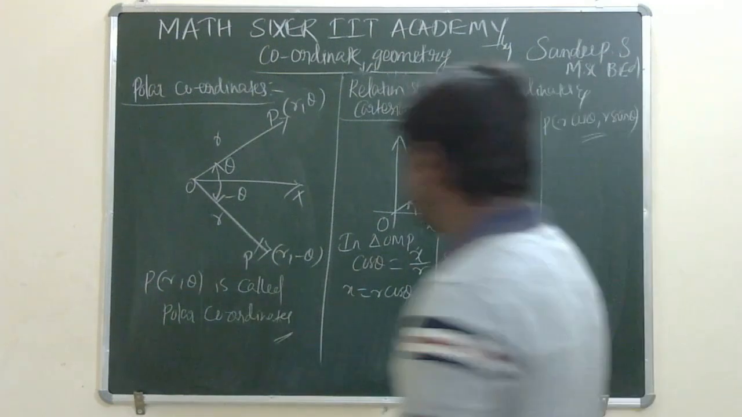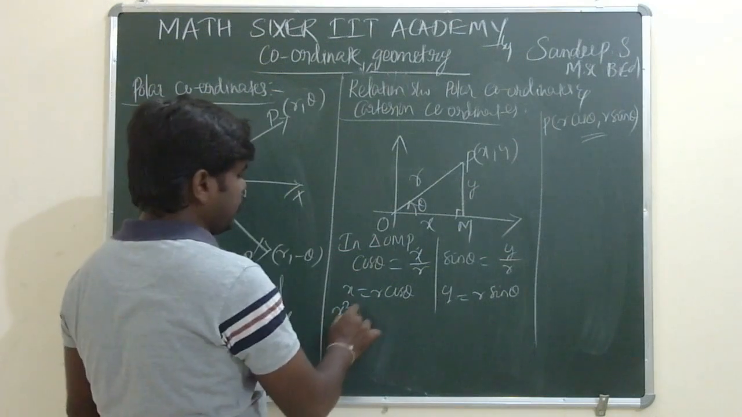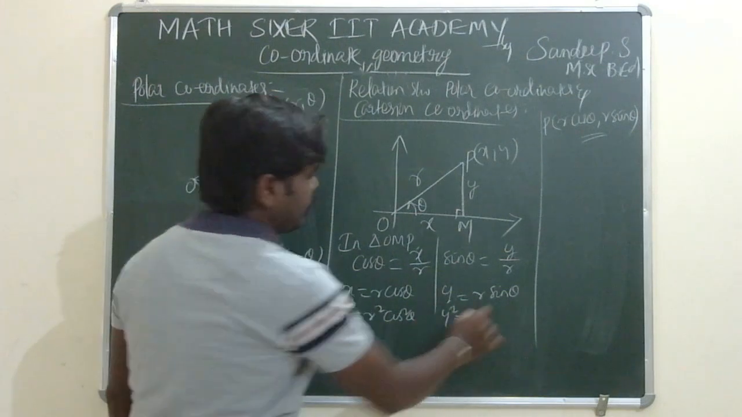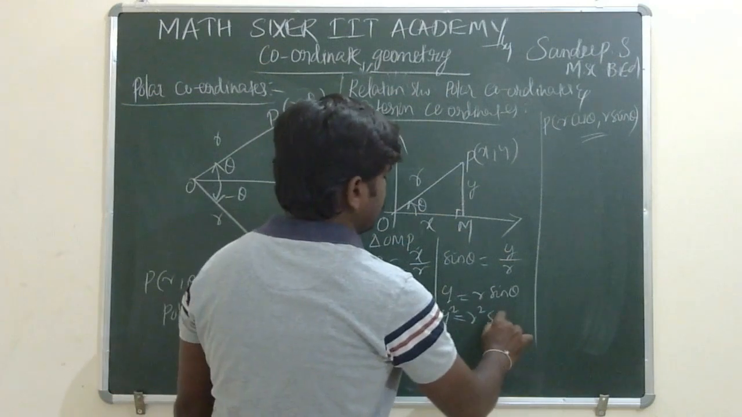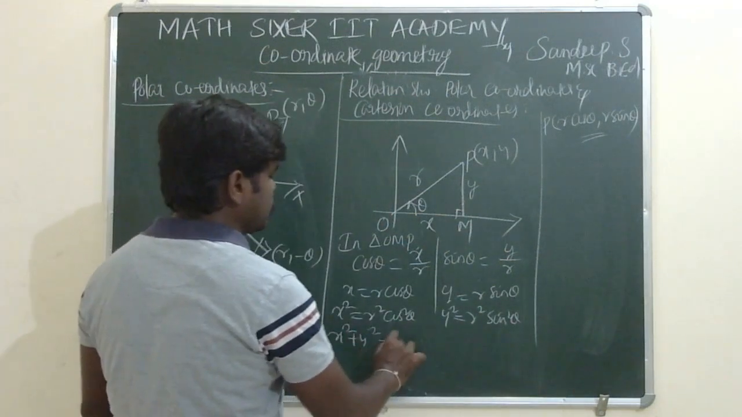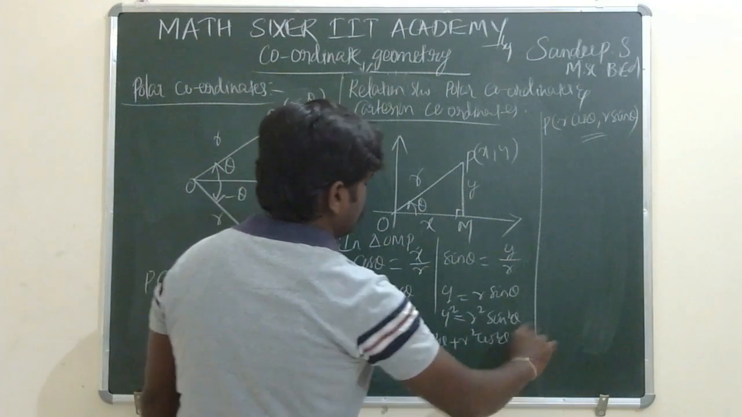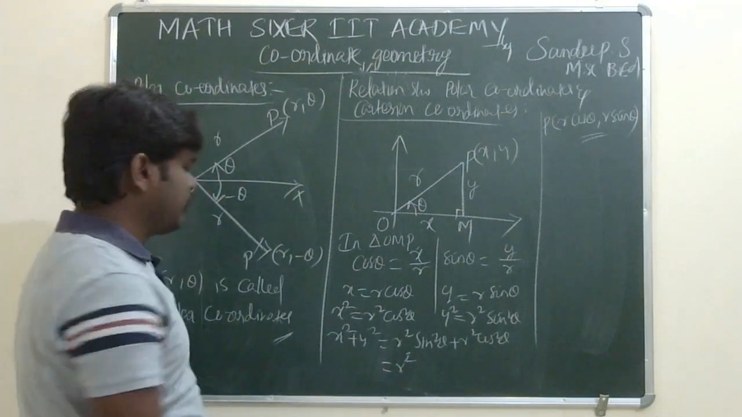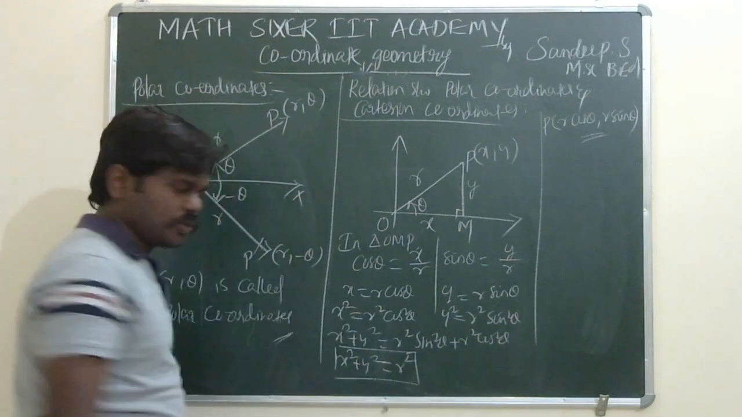Now when you take squares on both sides, you will get x square is equal to R square cos square theta, and y square is equal to R square sin square theta. Now add these two: x square plus y square is equal to R square sin square theta plus R square cos square theta. Taking R square common, sin square theta plus cos square theta is equal to 1. Hence x square plus y square is equal to R square.